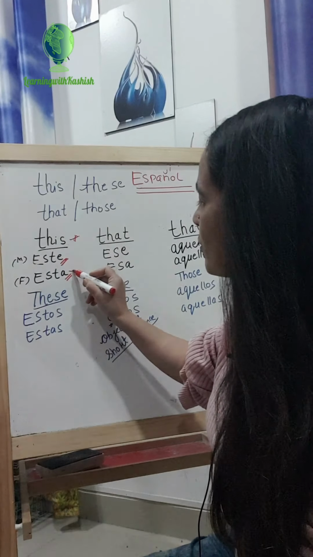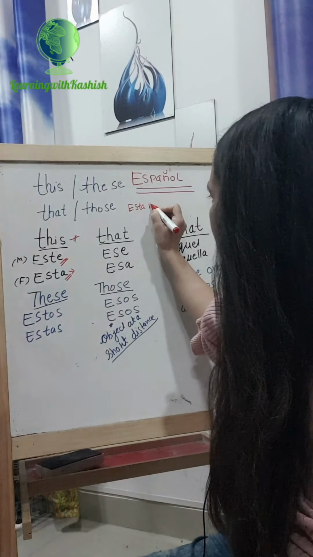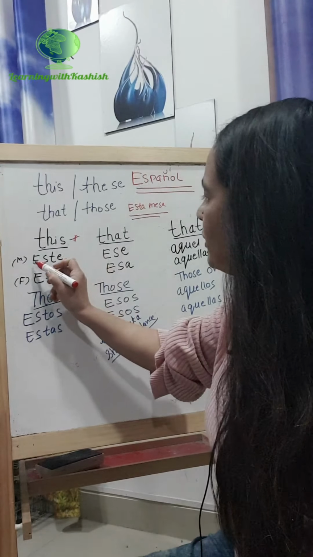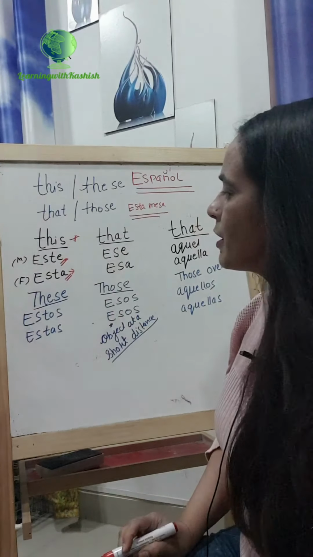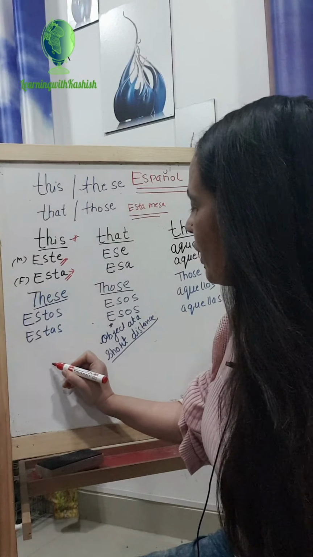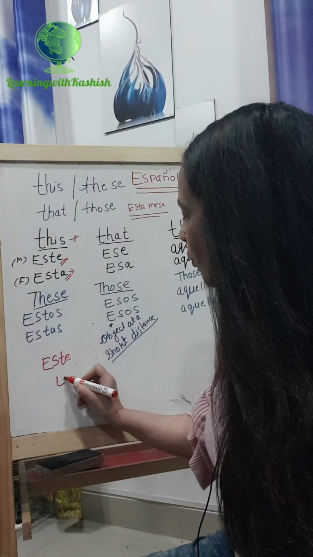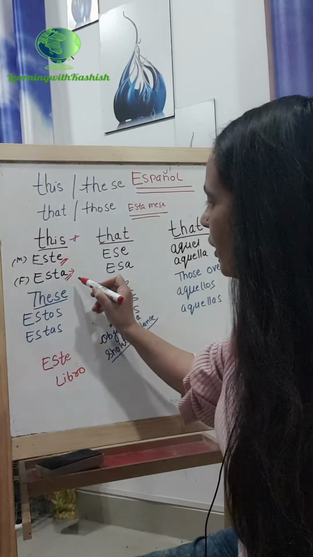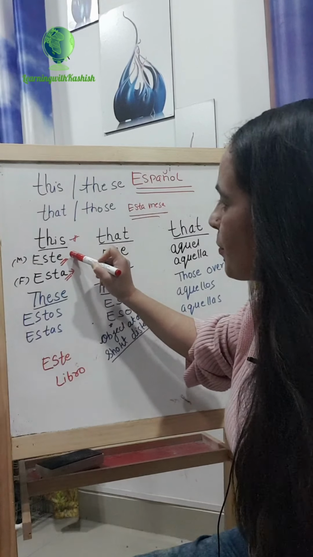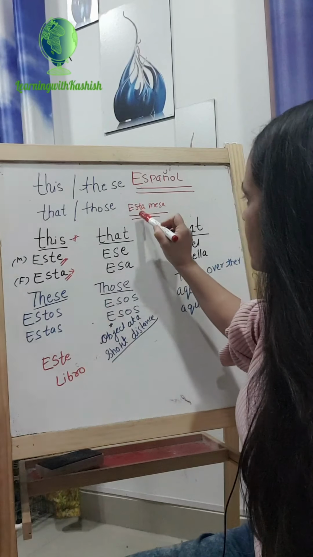For example, if I want to say table, then esta mesa. Okay, this table, esta mesa. And if I want to say something which is masculine, for example, libro, el libro, then I will say este libro, this book. So remember, whenever you are saying masculine or feminine, you have to remember what word we have to use for this.